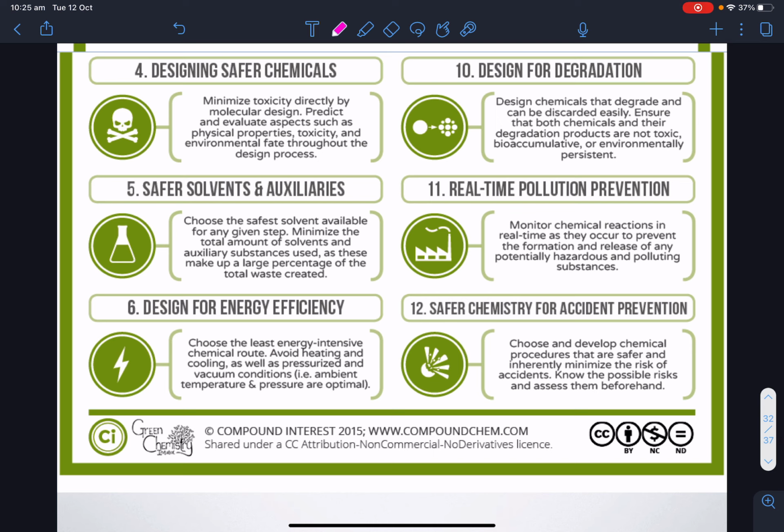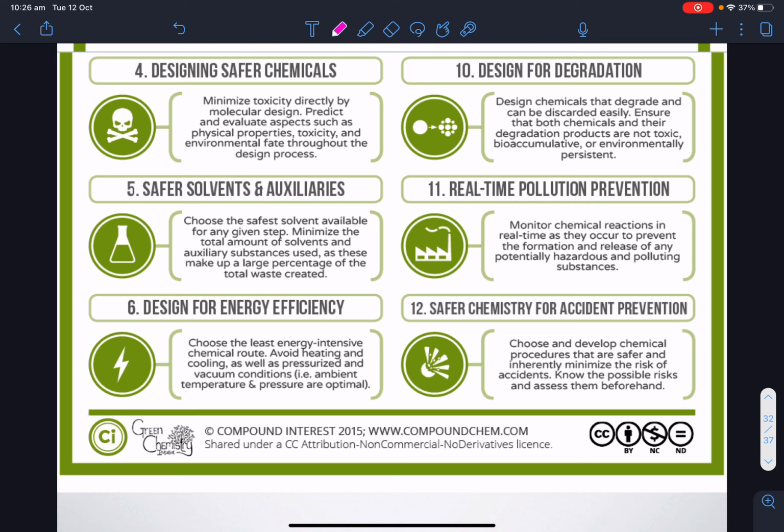Alright, so design for overall energy efficiency, number 6 here, is good. So we need to choose the least energy intensive chemical route in our design. If we can, we need to avoid heating or cooling, because that's all transfers of energy, as well as high pressure or low pressure, okay? So you want to get ambient temperature and pressure as much as possible, if you can. If it's viable, we'll aim for that. Real-time pollution prevention, so real-time monitoring of our emissions is very helpful to avoid various types of pollution.